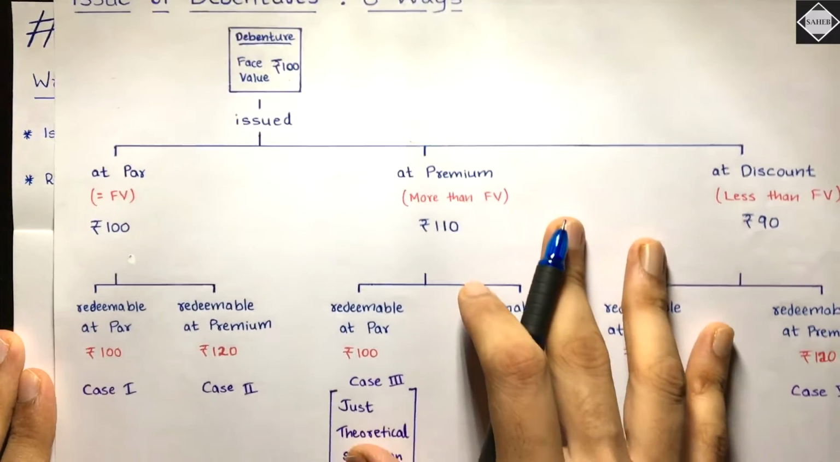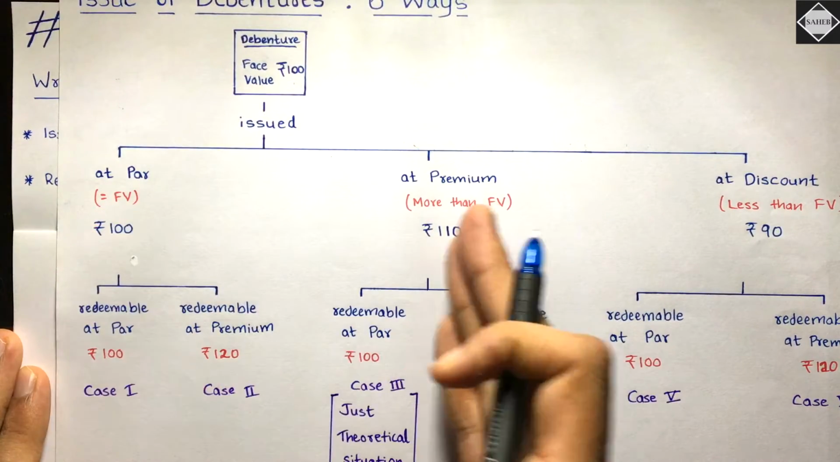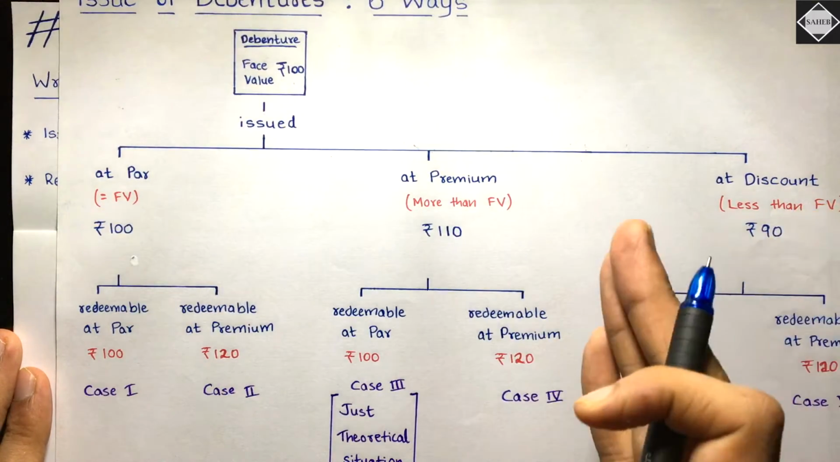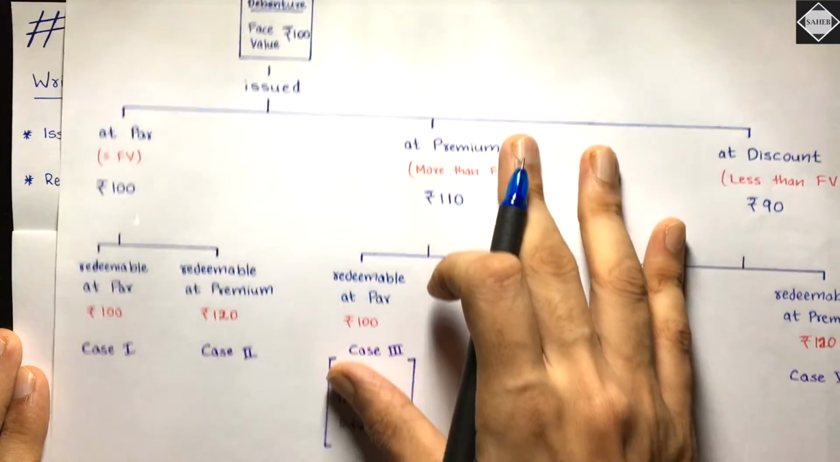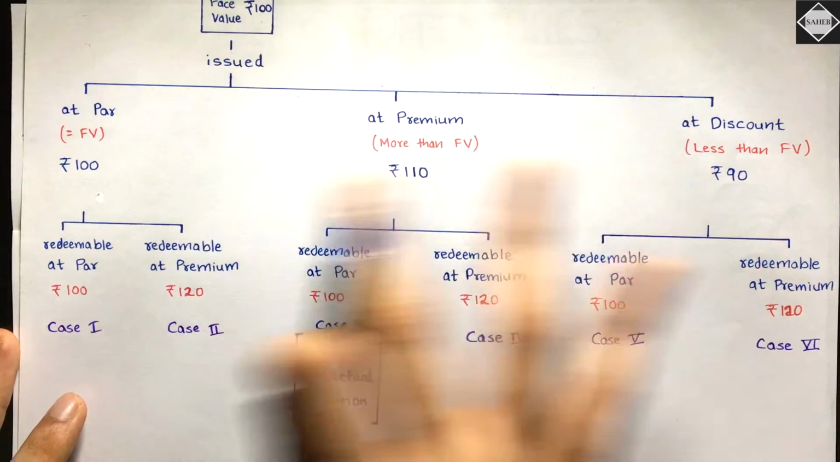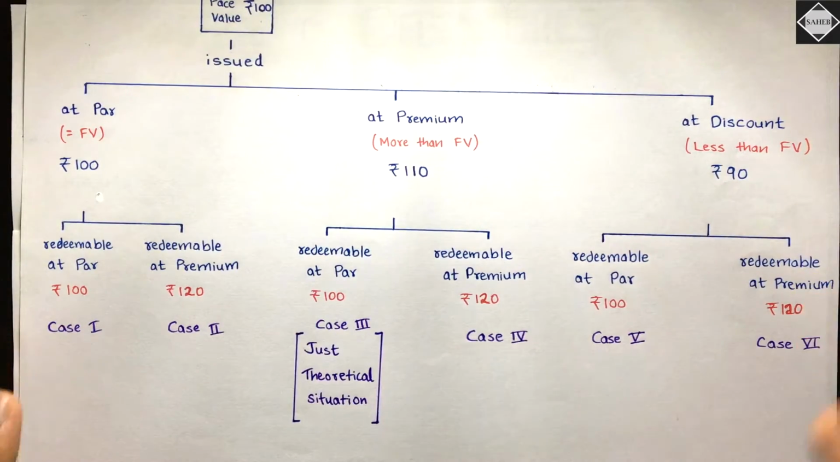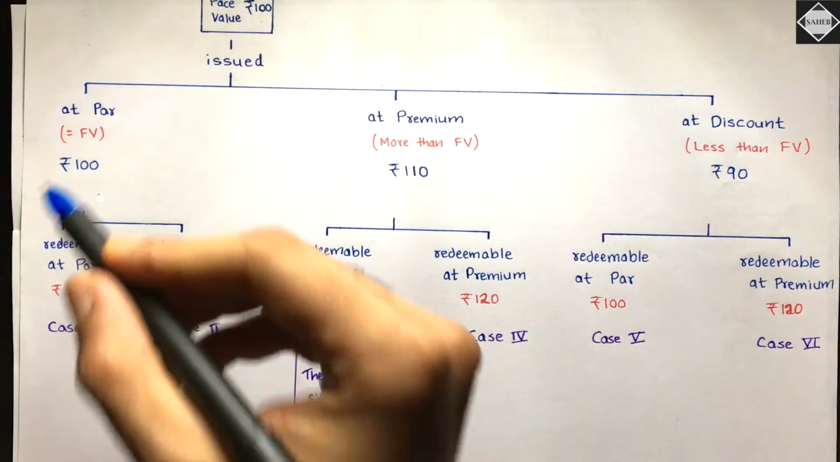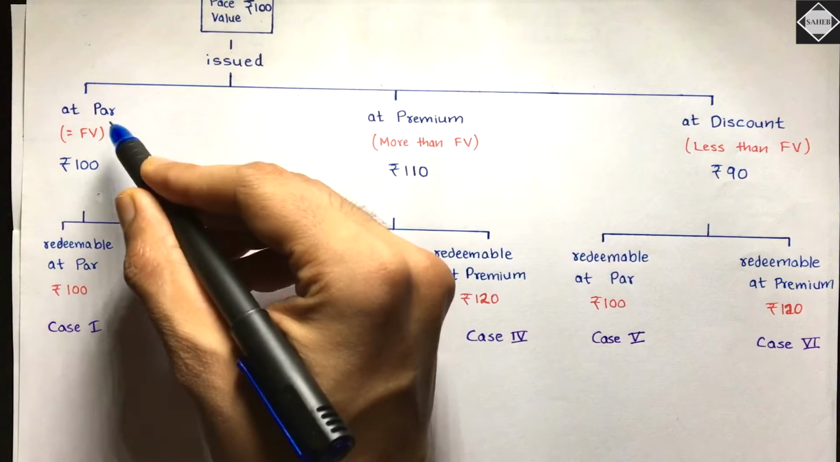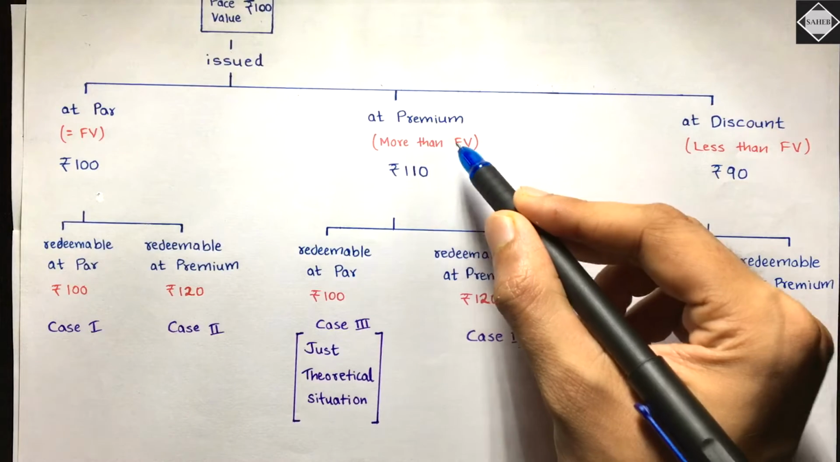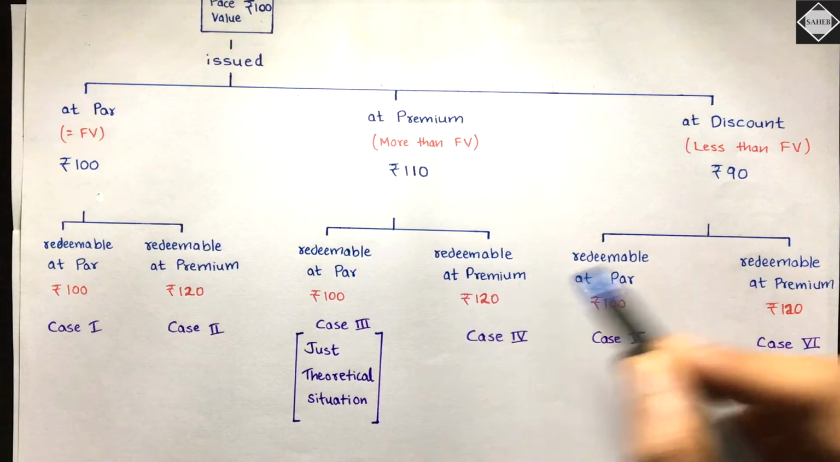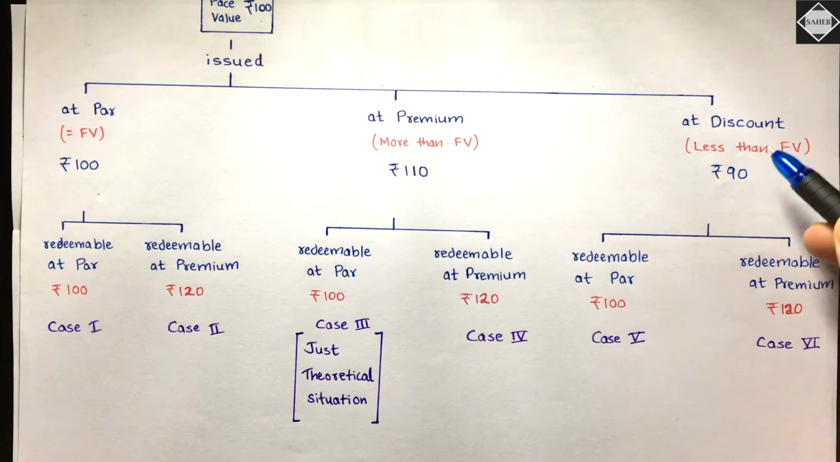I told you debentures can be issued at par, at premium, at discount. At the same time, the repayment terms need to be discussed, right? So we have to consider not just 3 simple cases, but 6 different cases: issued at par, redeemable at par; issued at par, redeemable at premium; issued at premium, redeemable at par; issued at premium, redeemable at premium; issued at discount, redeemable at par; issued at discount, redeemable at premium.